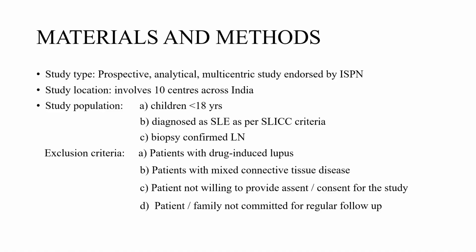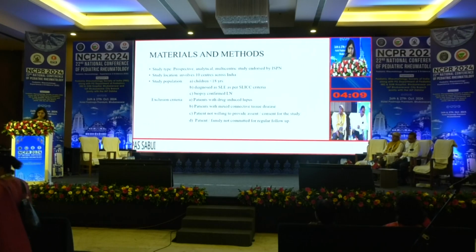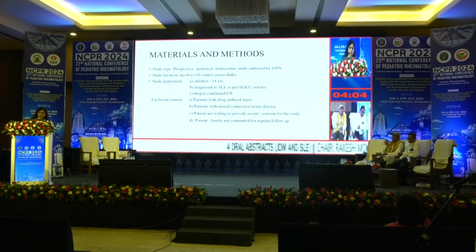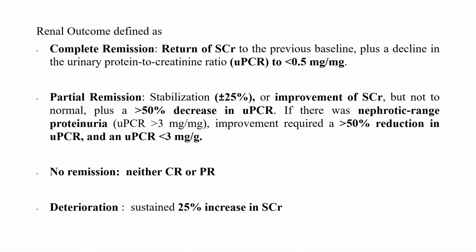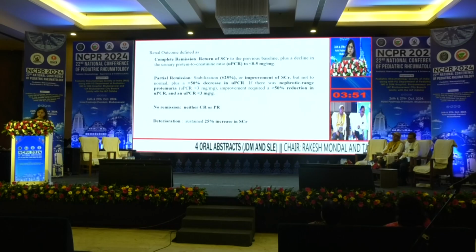It was a prospective analytical multicentric study endorsed by ISPN, which involved 10 centers across India. The study population was children less than 18 years of age who were diagnosed as SLE as per the SLICC criteria and had biopsy confirmed lupus nephritis. We excluded patients with drug-induced lupus, mixed connective tissue disease, and those who had problems communicating at the required interval. Renal outcome was defined as complete remission, partial remission, no remission, and deterioration.